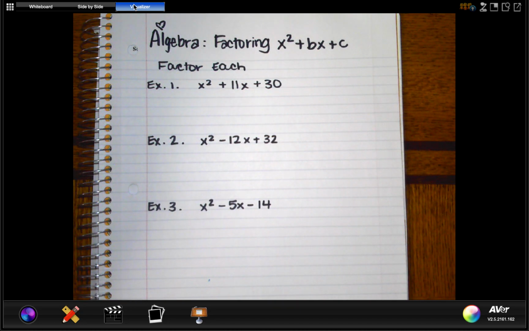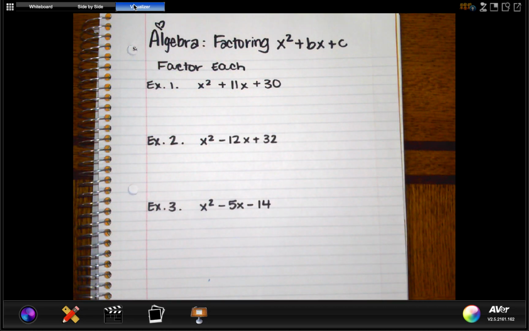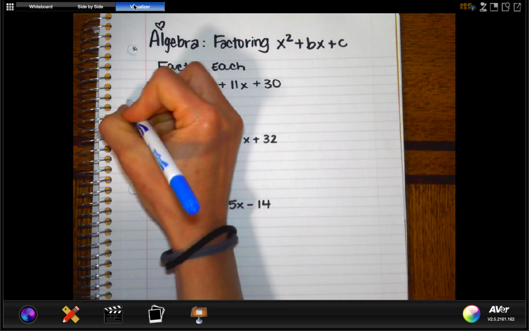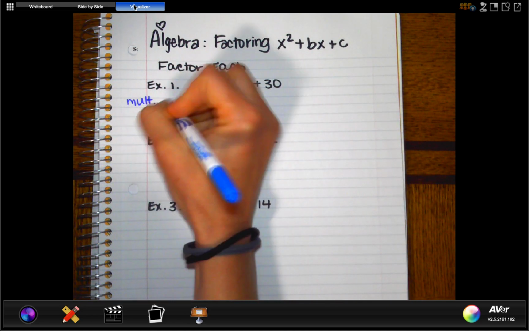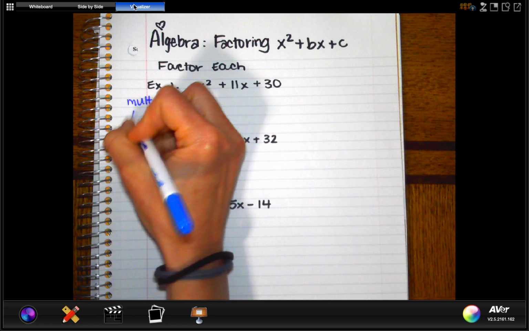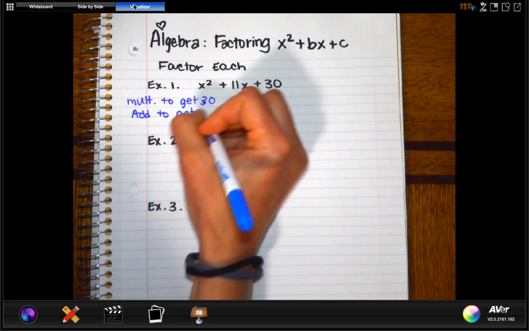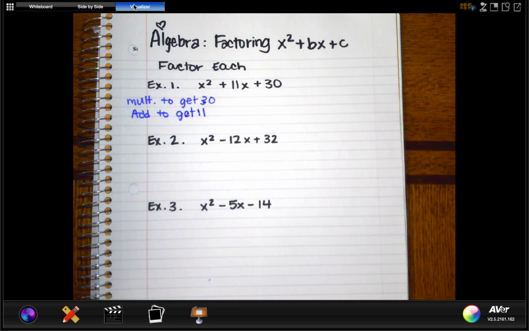The good news though is that if we have a 1 in front here, we simply need to find factors of 30 that add to 11. What I mean by that is I need to find two numbers that will multiply to get 30, but add to get 11. Wow, I can write today. Apparently I cannot. So what two numbers multiply to get 30, but add to get 11?